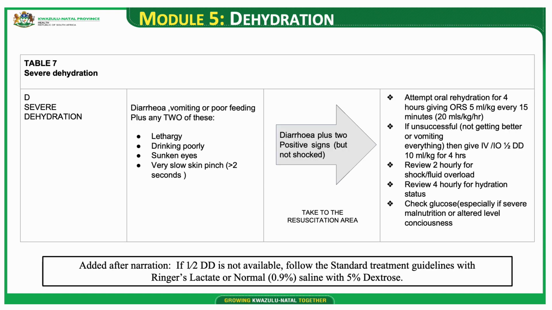Table 7 in your manual gives us an overview of the assessment and management of dehydration. If 2 of the signs are positive, we take the child to the resuscitation area, as this is counted as an emergency. We then provide the management that is in the right-hand column. We'll go more into detail on these aspects in the coming slides.